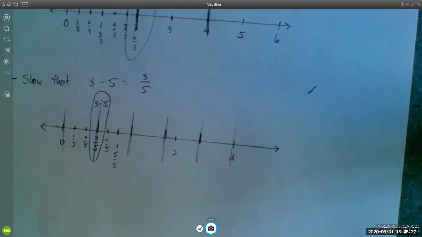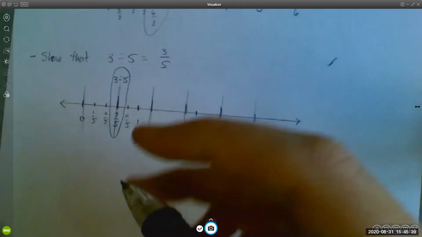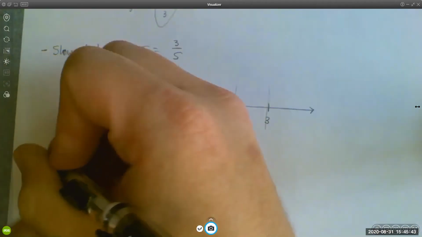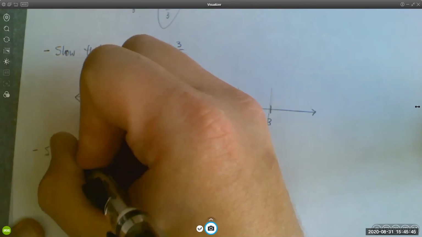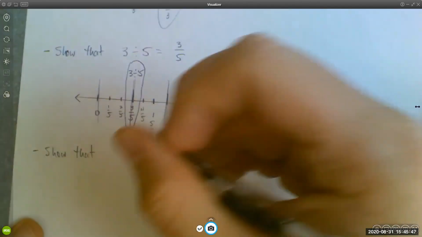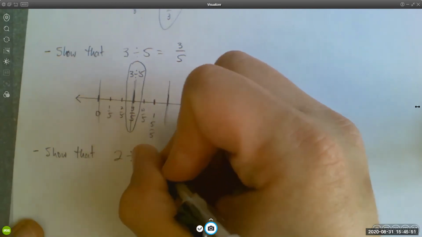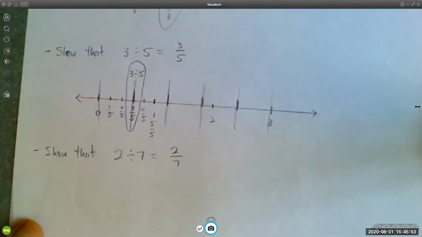Let me give you one more for good measure. Make sure you understand what's going on. And then you'll have some homework problems where you get to practice this as well. So let's show that 2 divided by 7 is the same thing as 2/7.